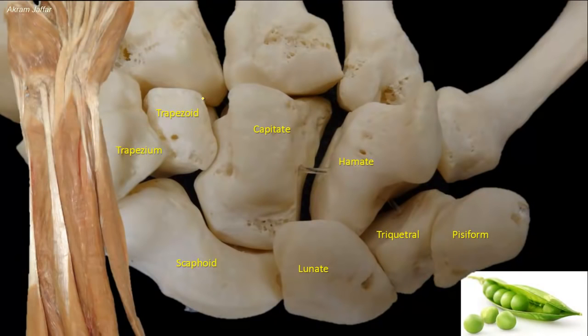The pisiform can be felt on the anterior aspect of the medial border of the wrist and can be moved from side to side when the hand is relaxed. Some authorities consider the pisiform as a sesamoid bone in the tendon of flexor carpi ulnaris.